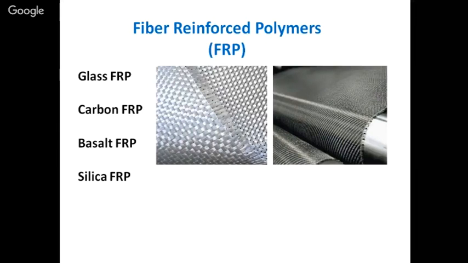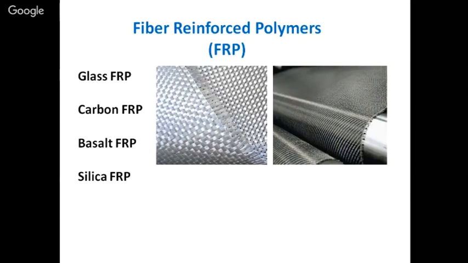Okay, next one is carbon. They are using carbon to make FRP. Basalt is a natural based rock. They are using basalt to make FRP. And silica. Silica is again a natural material. They are using the silica also in deriving FRP. So now this FRP is available in different forms, like in sheet forms, cloth forms, plate forms, rod forms, whatever the form you want, you can make.